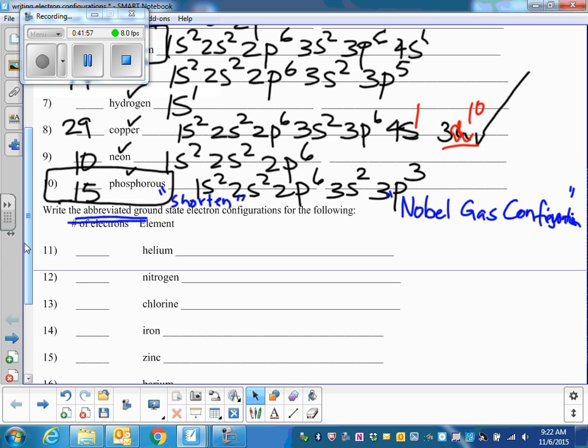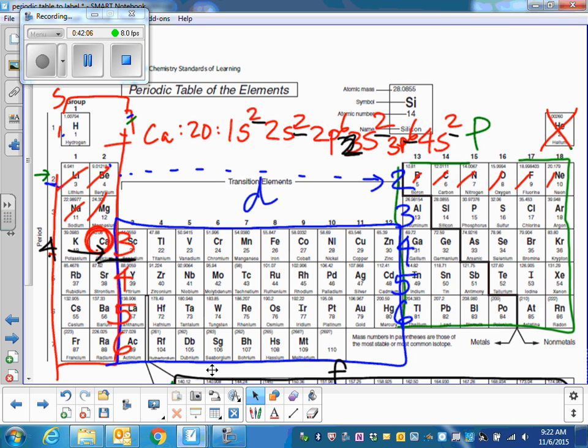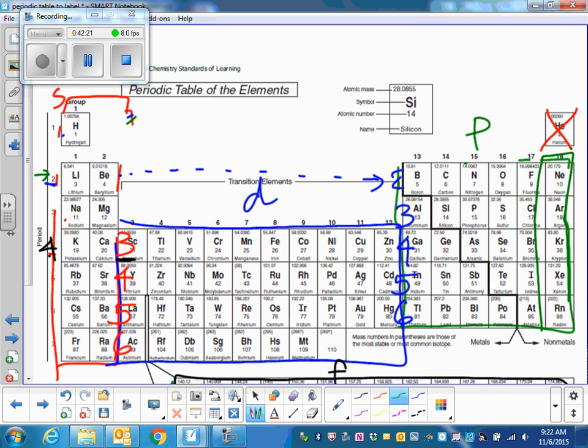Okay. Abbreviated means to shorten. It also means noble gas configuration. All right? So, I need you to go to your periodic table. Are you all on your periodic table? On your periodic table, this very last column is called noble gases. What is it called? Noble gases.